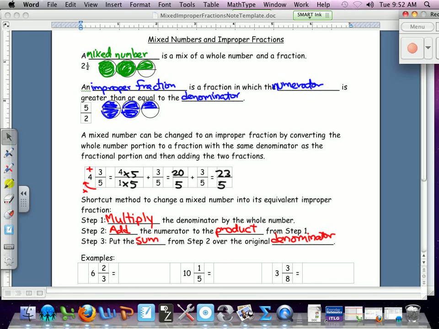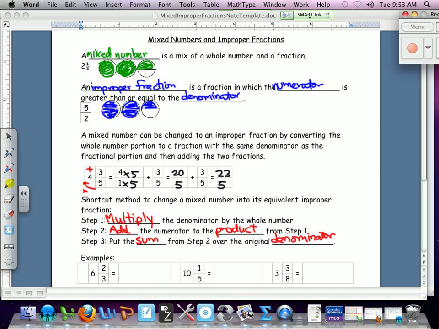No? So let's try it out. 6 2/3. The shortcut method, you don't have to show it all broken out. You do 6 times 3. You can tell what 6 times 3 is. 18. Plus the 2 that I had already. 20. Now I'm up to 20, but what size pieces are we talking about?